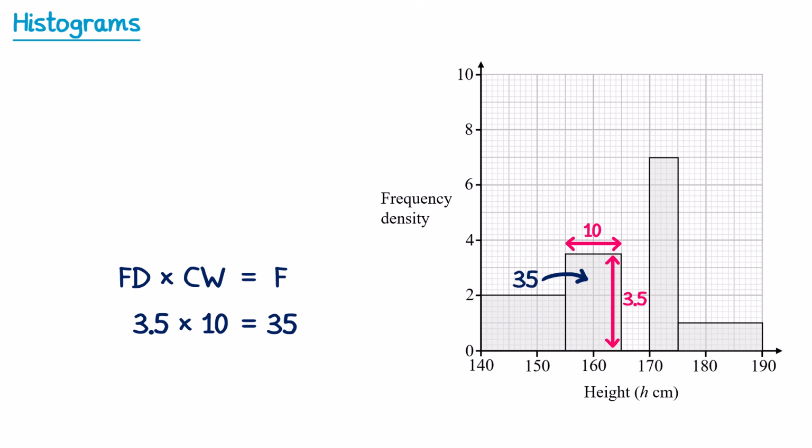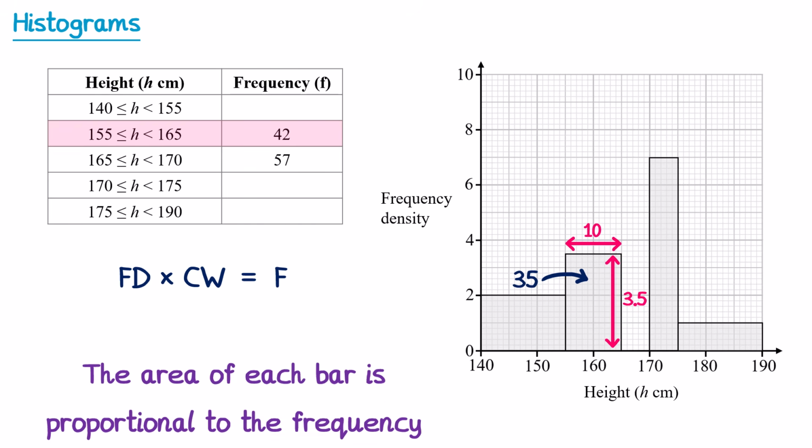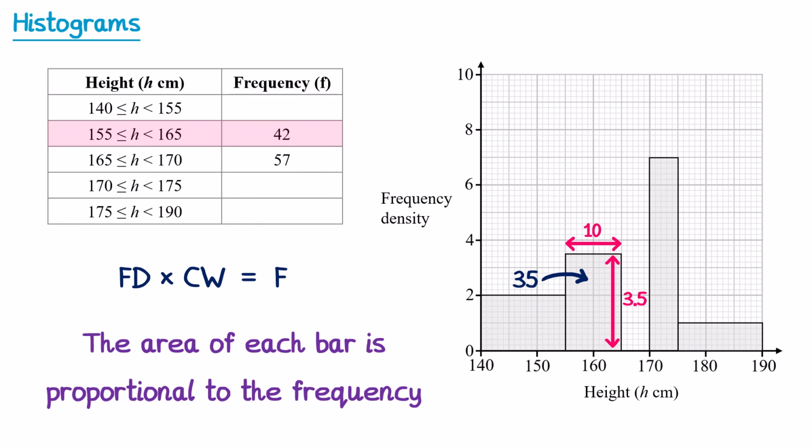But what if I told you this was the frequency table, and actually there were 42 students that had a height between 155 and 165? This question highlights one of the key differences between GCSE and A-level. Previously, you would have learned that the area of the bar is equal to the frequency, but actually the area of each bar is proportional to the frequency. That means we need to adjust this formula, and rather than being equal to, it needs to be proportional to.